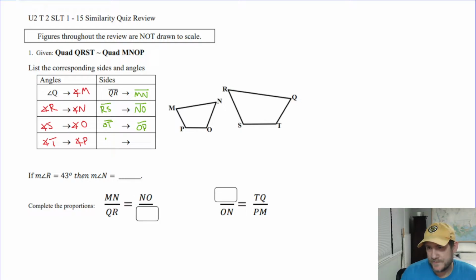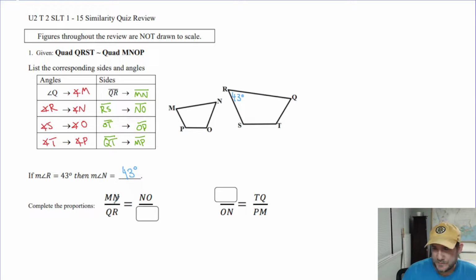Alright, and then finally we have QT. QT, which maps onto MP. That's it for all my pairs of corresponding parts. Now they're wondering if R is 43, that's this guy. So if that guy's 43 degrees, then what's N? And as we just were mentioning, when angles are corresponding to each other, they also end up being congruent. So it's 43 degrees. Again, if we were talking about sides, they would not be congruent. They would be proportional. There'd be some scale factor, but that's it.